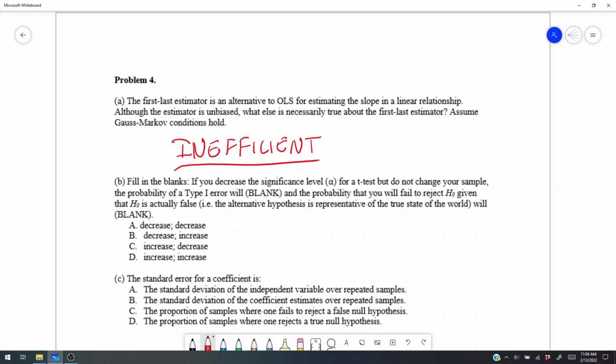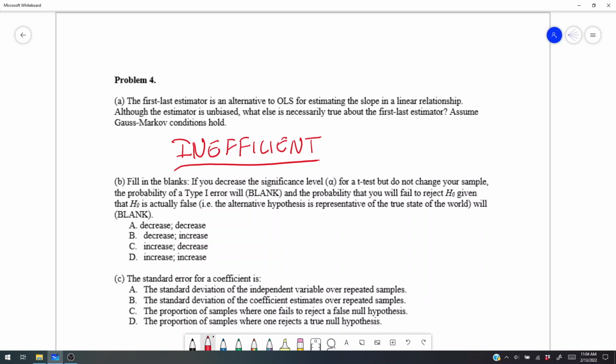Fill in the blanks. If you decrease the significance level for a t-test but do not change your sample, the probability of a type 1 error will blank, and the probability that you will fail to reject the null hypothesis, given that the null hypothesis is actually false, the alternative hypothesis is representative, would blank. Now, a type 1 error, the thing that is most obvious that can happen, is when we choose alpha.